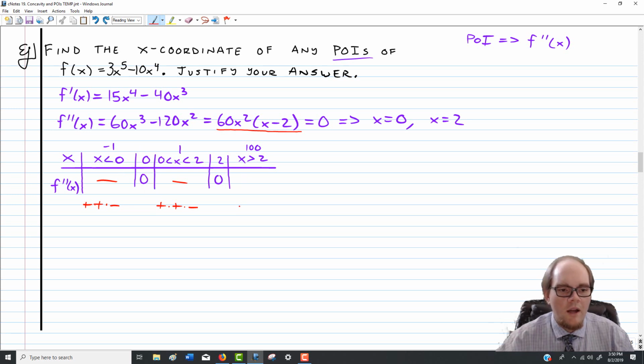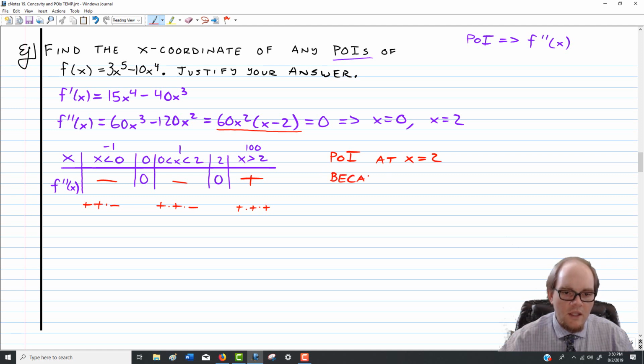Now on the flip side, if we put in 100, we get positive times positive times positive. So we do end up with a positive second derivative for values greater than 2. But the important thing here is that the only point of inflection we have is at x equals 2. And our reason, which is the thing that you need to get into your head sooner than later, is because f double prime changes signs.